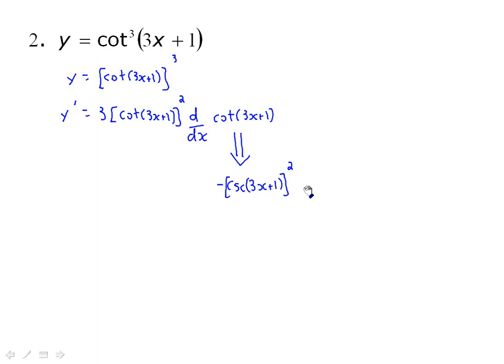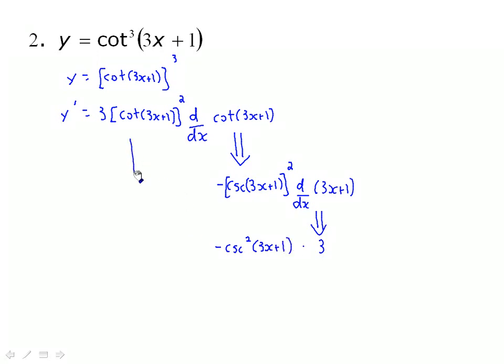You could tuck it in and you'd be fine. And this would then get multiplied by the derivative of the inner, 3x plus 1. So feel free to combine these steps. It's just that this is pretty much showing everything. So the derivative of the 3x plus 1 is 3. That will be multiplied by negative cosecant squared 3x plus 1. So I'll write it like that.